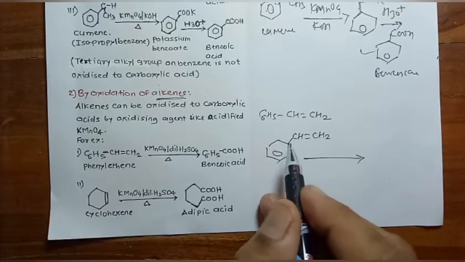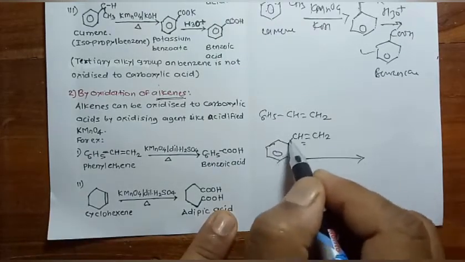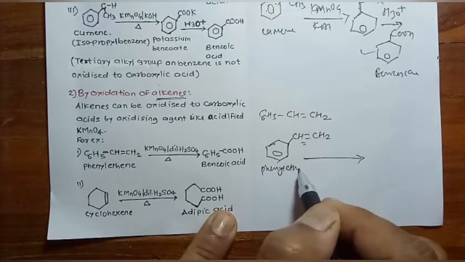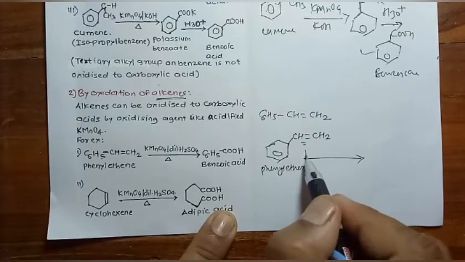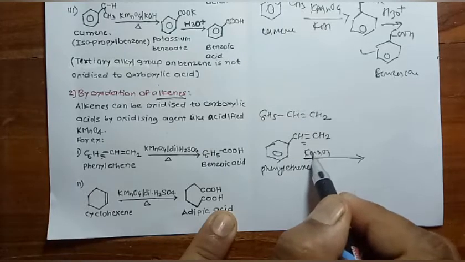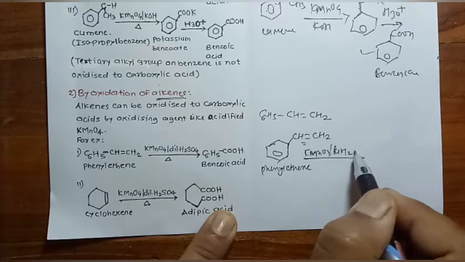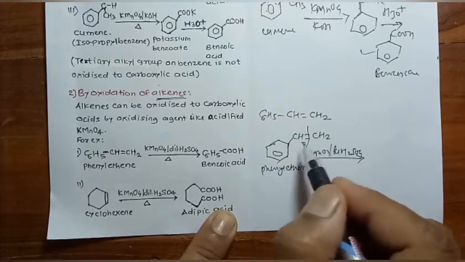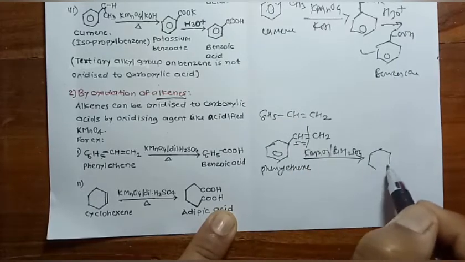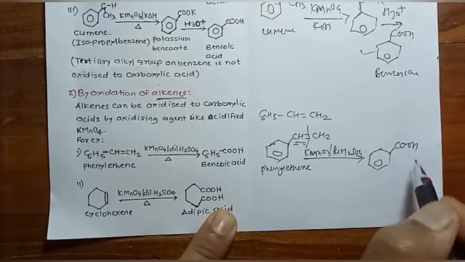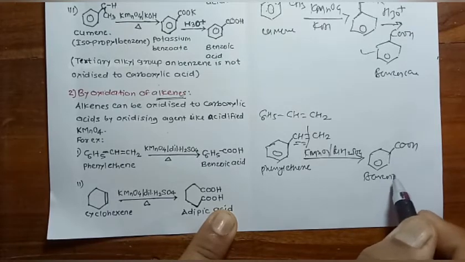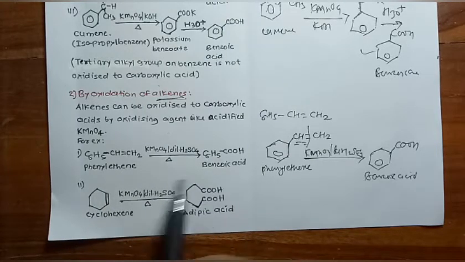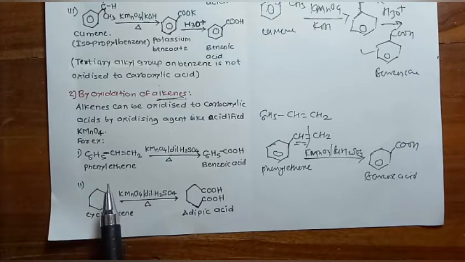Here this phenylethene, it is ethene and this phenyl group is attached to this ethene, therefore the name of this compound is phenylethene. It is oxidized by using acidified KMnO4. Here the double bond between these two carbons breaks, and this carbon atom is converted into a COOH group, and we will get benzoic acid. In this way we can prepare benzoic acid from phenylethene.